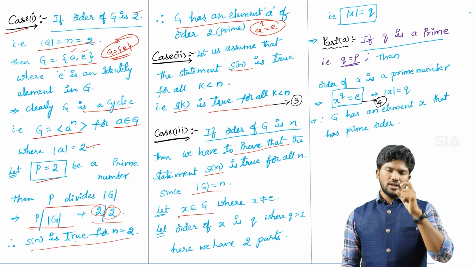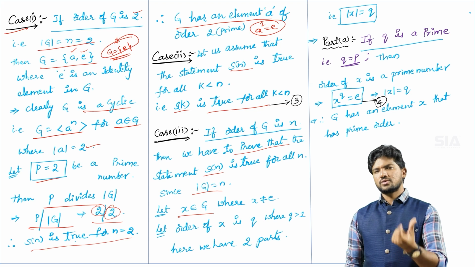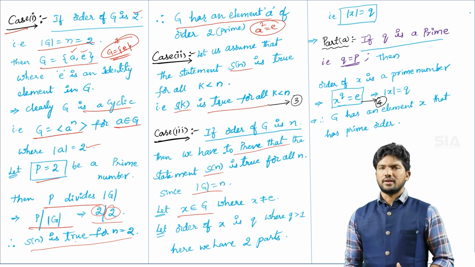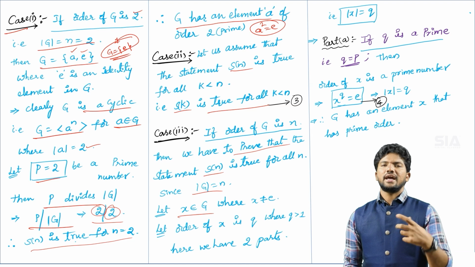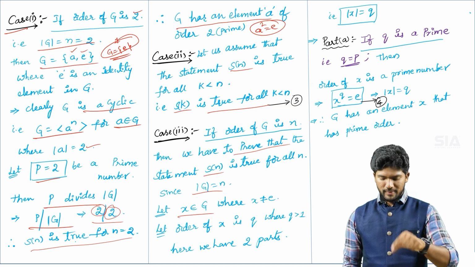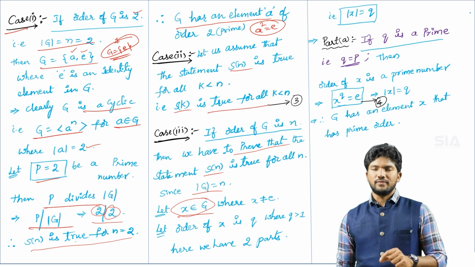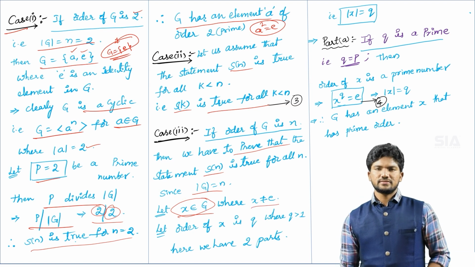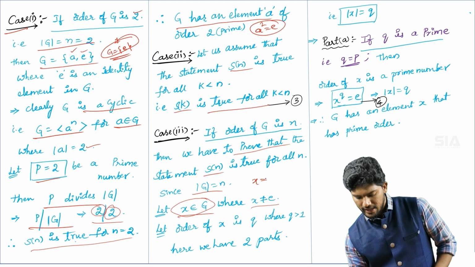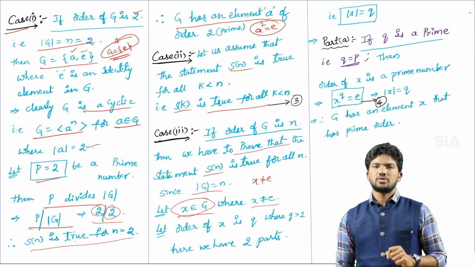Why? Because if the order of group G is equal to n, we have to prove that this order is going to be divided by one prime number, and our motto is we have to prove that G has an element with prime order. That element I am taking here, small x belongs to capital G, where x not equal to identity element e. What is the meaning of this? x not equal to e means the order of x is not equal to 1.